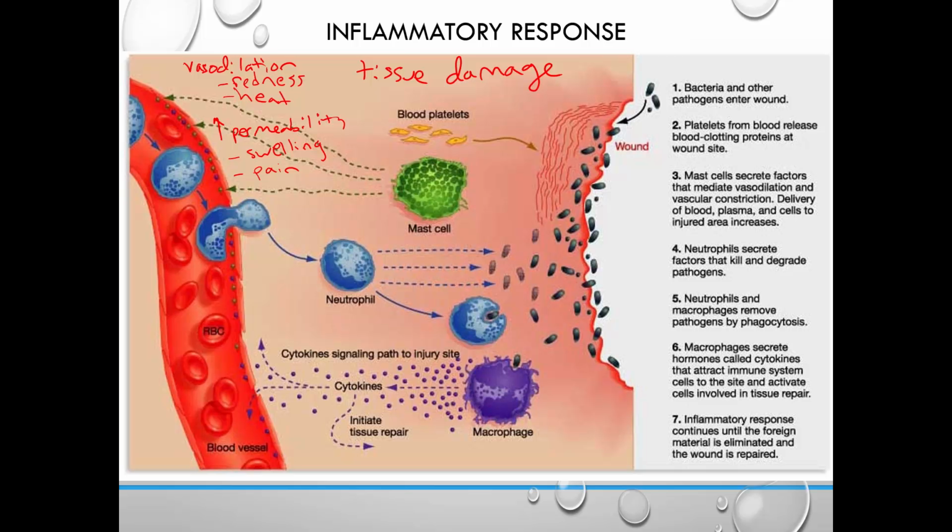And then later on, you're going to have macrophages that are also going to be clearing some debris, and they're going to secrete cytokines that promote or moderate this inflammatory response. Like I said before, the inflammatory response happens due to tissue damage with or without pathogens present. And you should make note of the 4 cardinal signs of inflammation: redness, heat, swelling, and pain.